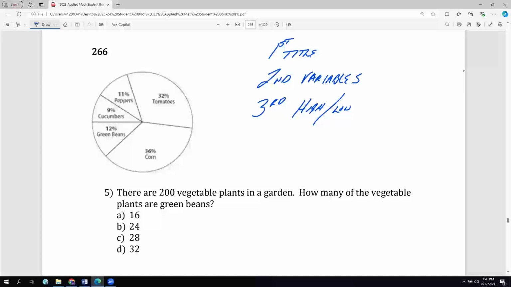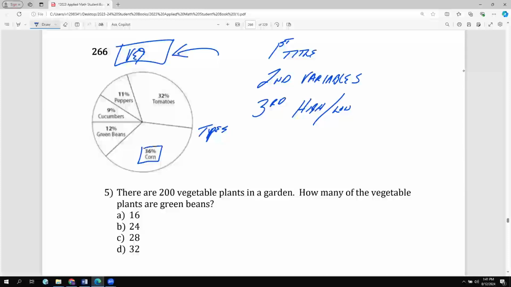So again, my title, I don't really see anything. There's nothing really listed here. There should be, and normally there is. But based on what I can see being described inside the pie chart, this is probably vegetables, right? What are my variables? It's just types of vegetables: corn, tomatoes, peppers, cucumbers, green beans. Okay, and what's high and low? Again, very important beginning analysis. What's the highest thing listed? Well, the highest thing listed is corn.